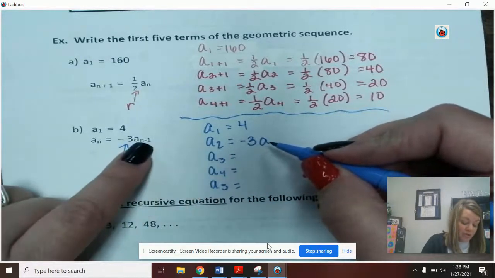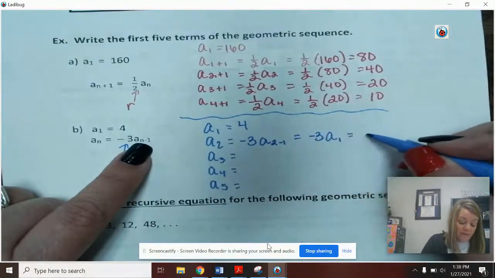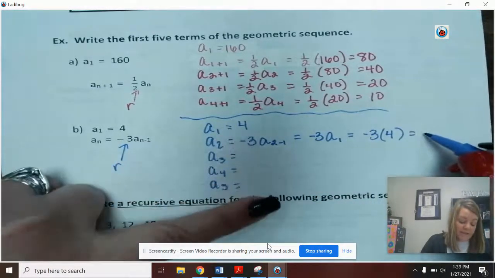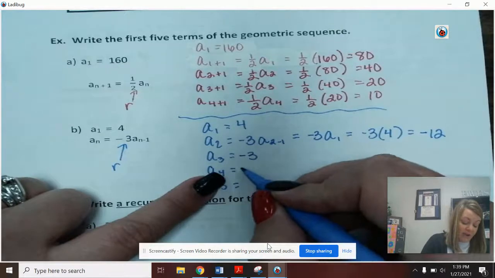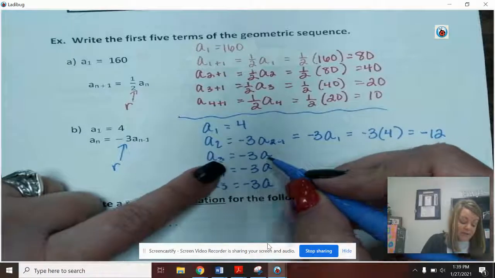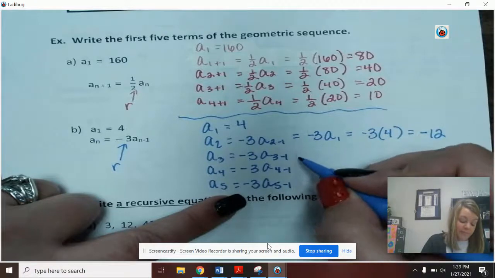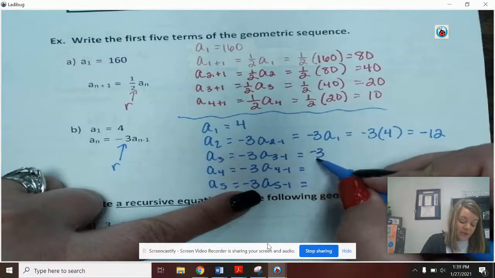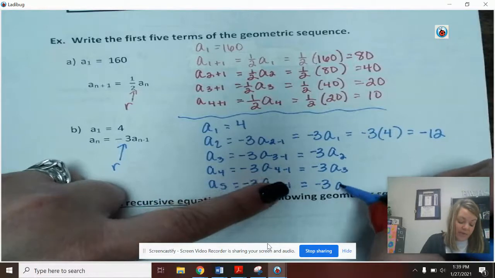So if I've got 2, then that's 2 minus 1, which gives me -3 times a sub 1. So -3 times 4, because a sub 1 is 4. That is -12. Okay, so then I've got -3 every time, right? A, and then 2 minus 1. So then this one will be 3 minus 1, and this one will be 4 minus 1, and this one will be 5 minus 1. And then I'm going to simplify all of those down, they're all going to have -3s. This one's going to be a sub 2, a sub 3, and a sub 4.